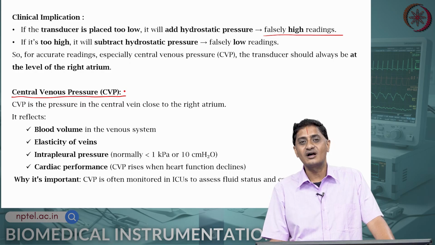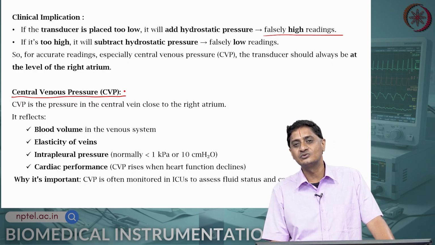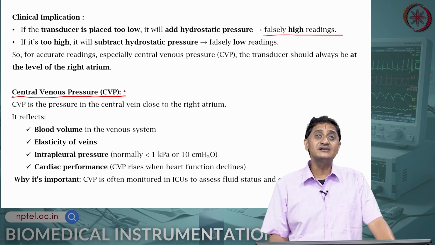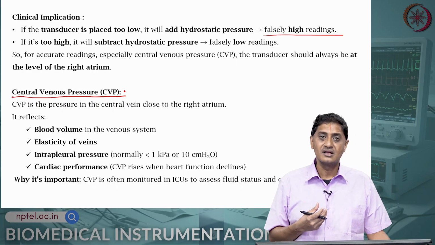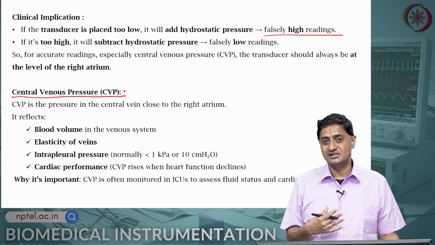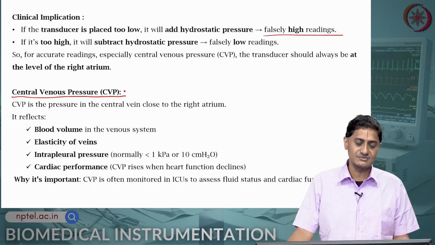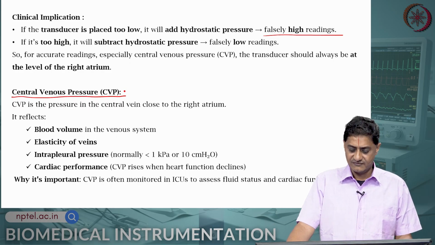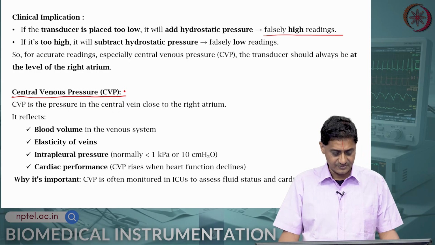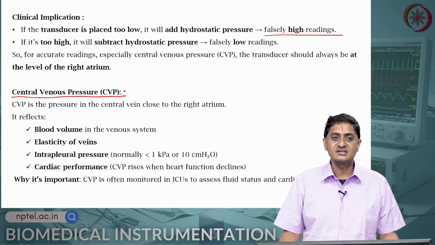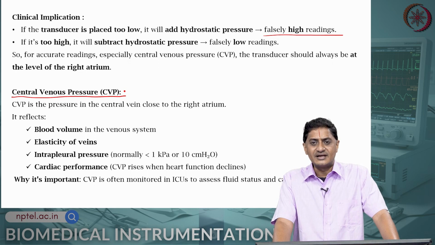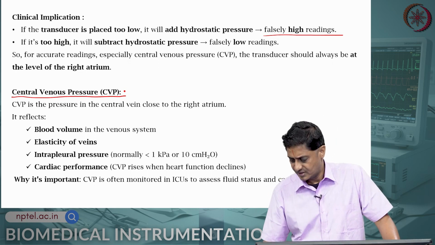This essentially reflects how much blood is returning through the venous system, what is the elasticity of the veins, what is the intrapleural pressure, that is the pressure in the thoracic cavity, and the performance of the cardiac system, the cardiac performance. Note that the central venous pressure increases when heart function deteriorates, for example. This is critical because CVP is often monitored in ICUs to ensure that cardiac function is intact and fluid status is proper.